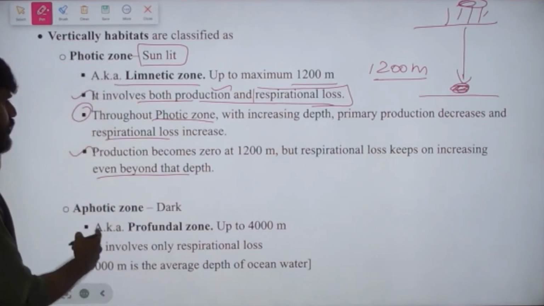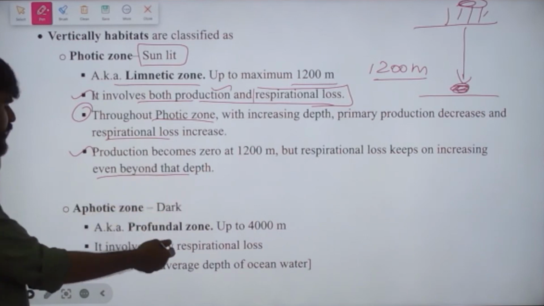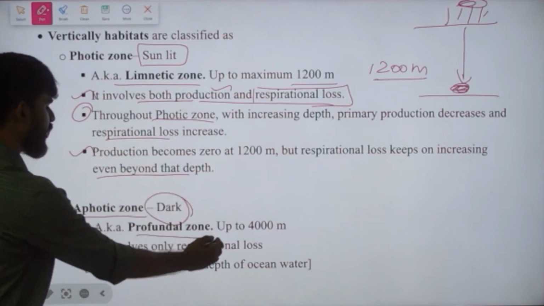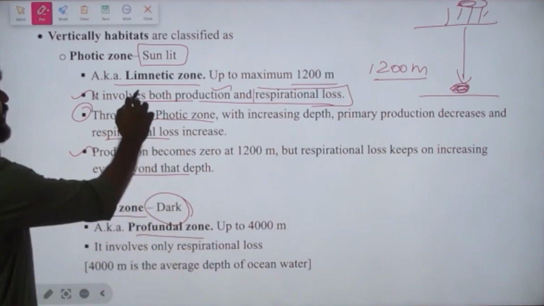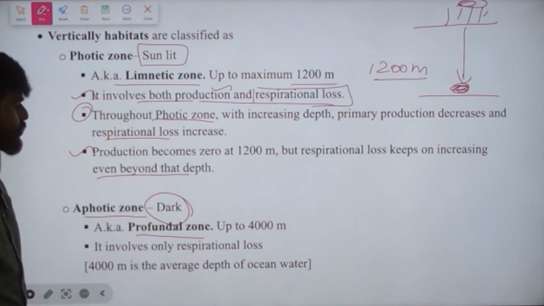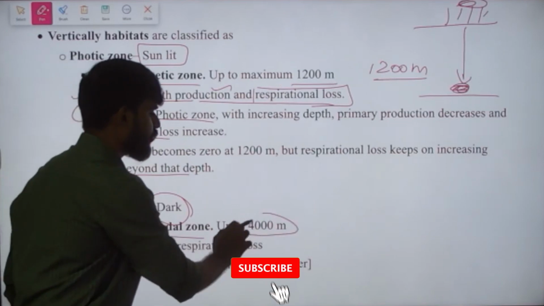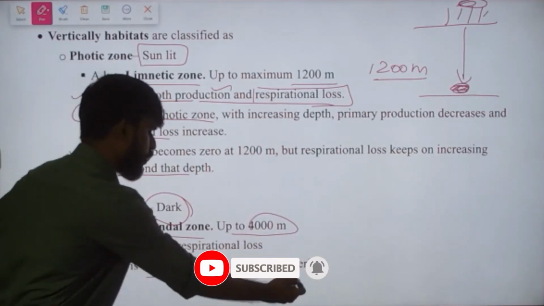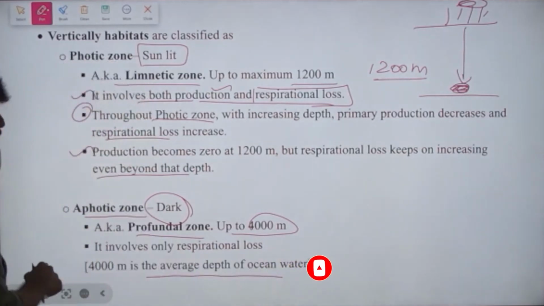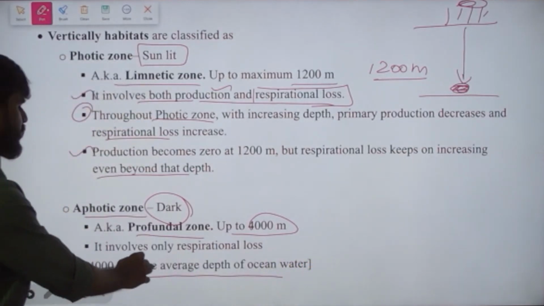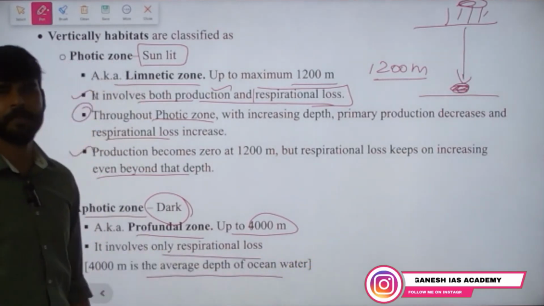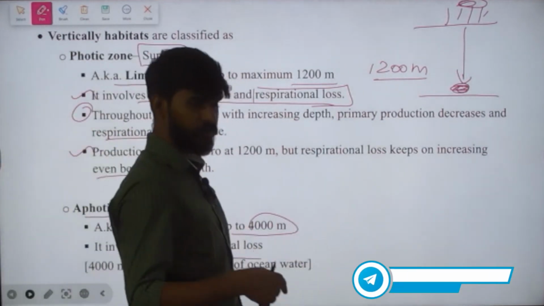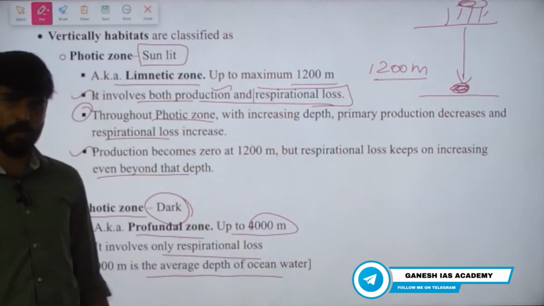Okay. So next is the aphotic zone. Aphotic zone means the darker zone. I'll explain this in the picture in the next slide. Okay. So what is the aphotic zone? It is the dark zone. It is also called the profundal zone. This is the limnetic zone and this is the profundal zone, and it is up to 4000 meters. Here 4000 meters is the average depth of ocean water. And in this zone there is only respiration loss and there is no primary production happening. That is because there is no penetration of sunlight, only respiration loss happens.